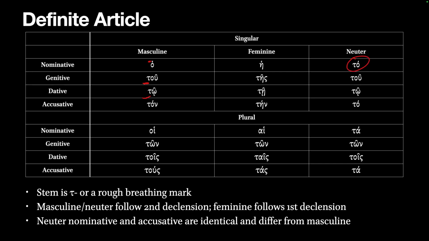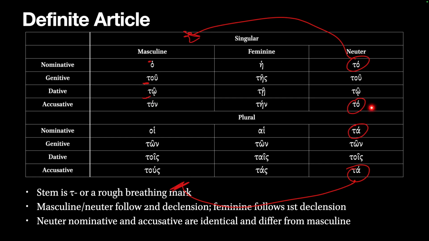So notice how we have ta, and again, ta and ta, though down here with an alpha rather than an omicron. So these are going to look different. They're going to look exactly the same as one another, but they are going to look different from what is over here in the masculine. So in the genitive and the dative of both the singular and the plural, the neuter looks exactly the same as the masculine, but the nominative and the accusative in the neuter is going to look different than the nominative and the accusative in the masculine.